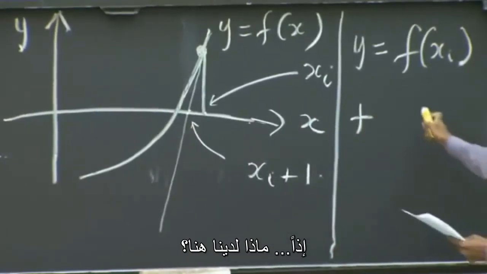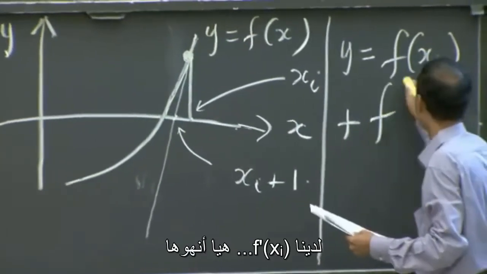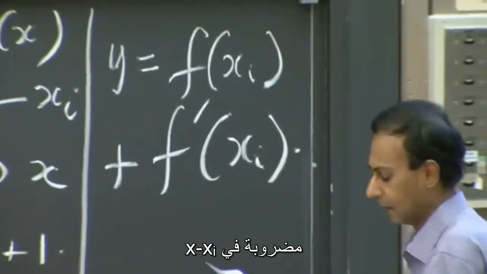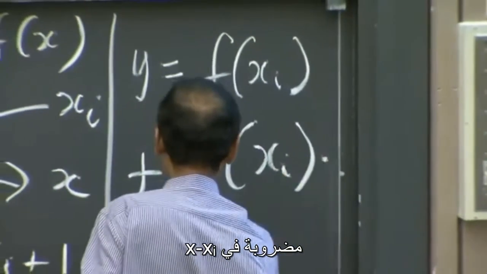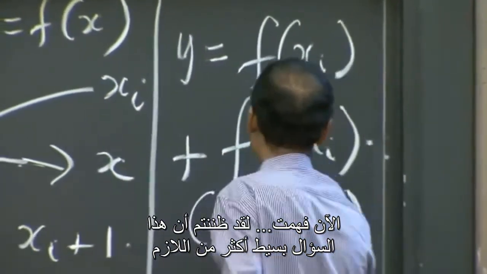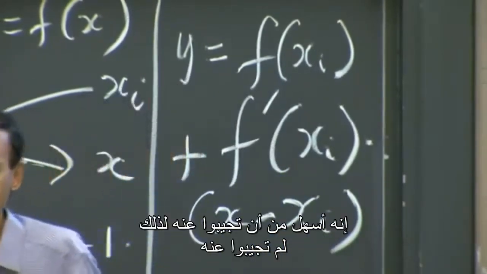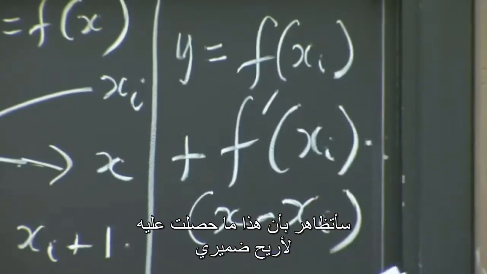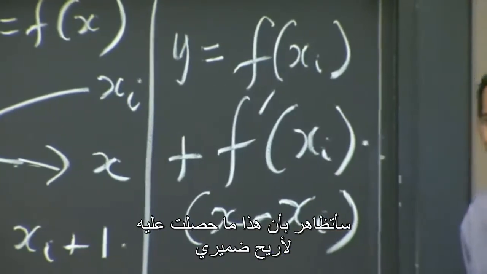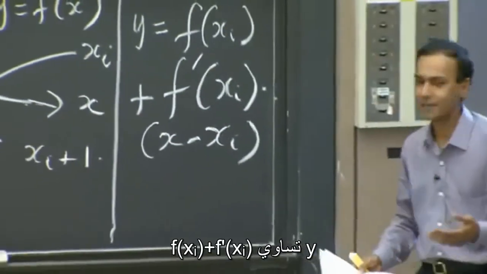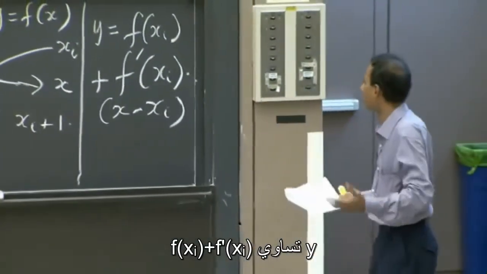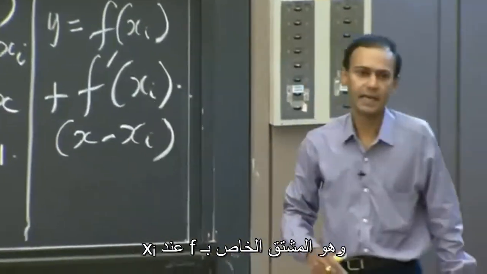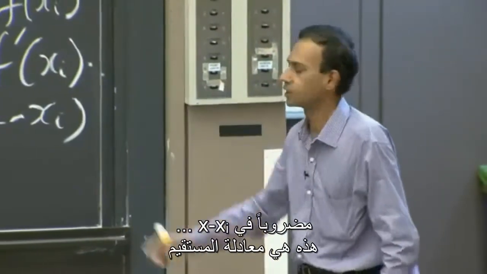Right. So what do we have here? So we have f prime xi. Now, come on, let's finish it. Times x minus xi. Thank you. Okay, so now I get it. You thought this was too simple a question. You guys were insulted by the question, so that's why you didn't tell me what it was. At least that's what I'm going to pretend to make myself feel better. So y equals f of xi plus f prime xi, which is the derivative of f evaluated at xi, times x minus xi. That's the equation for the line.